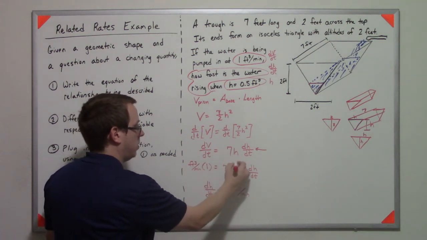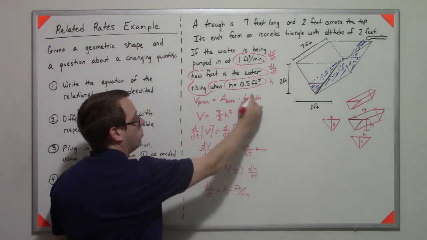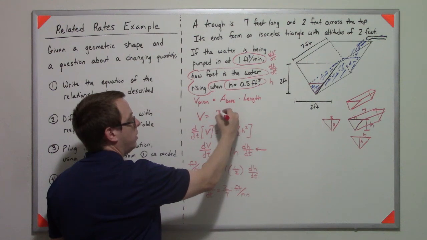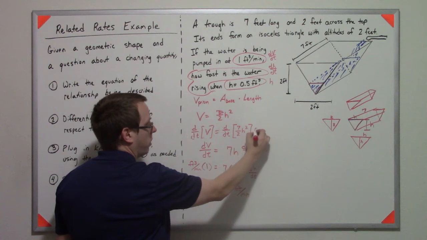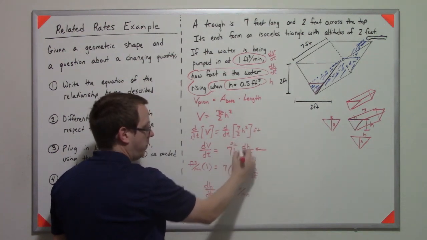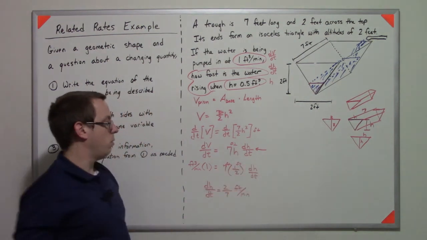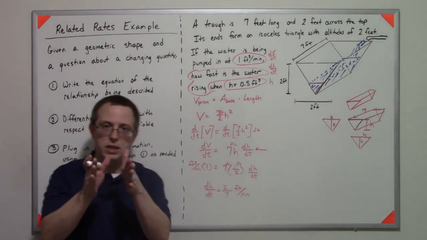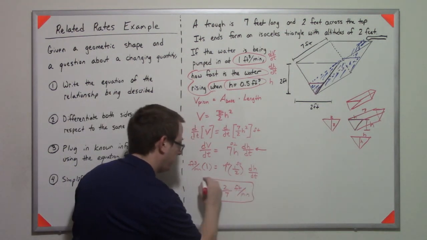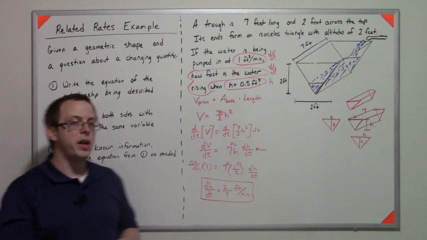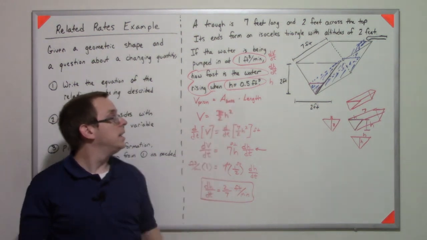And since it was 7 feet, this is actually 7 feet, and so on and so on. You can match the units, and that's good. You want to match units. But ultimately, it's 2/7 feet per minute is how quickly it's changing when the height is half a foot.